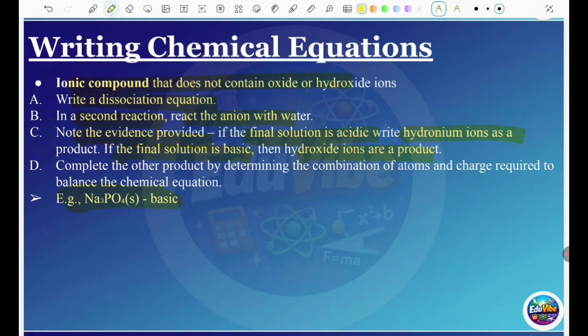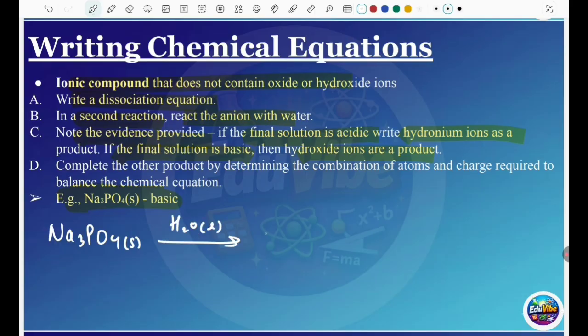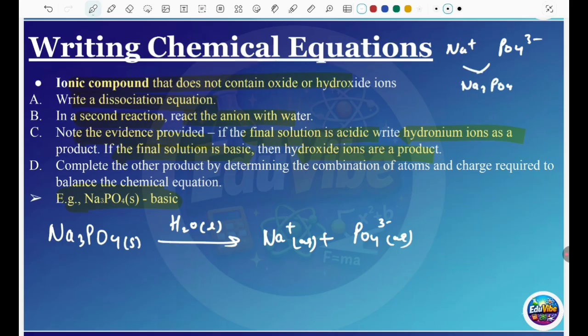So we are given Na3PO4 solid, which is basic. It is an ionic compound, so we start with this in water. We firstly do a dissociation, so we write it like this because it is basic. When you dissociate, you get Na positive and PO4 3 negative, both aqueous. When you interchange the charges, you get Na3PO4 solid. So we have to balance this. This should be 3.